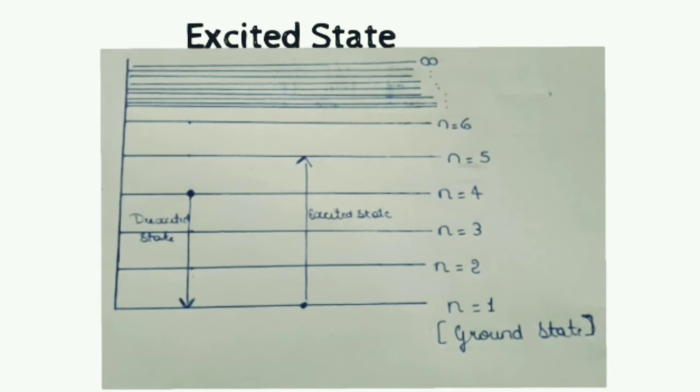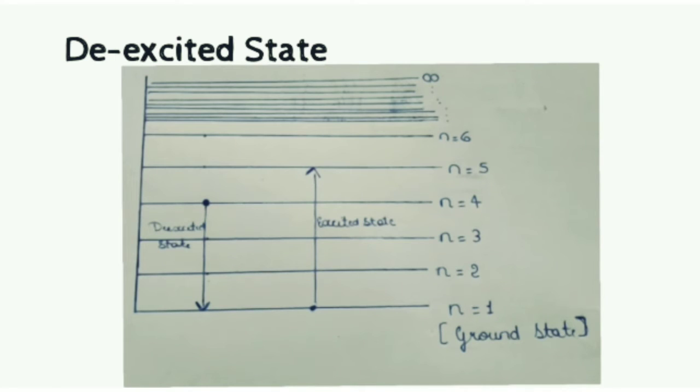Let's learn about the excited state. What is the excited state? When an electron in a lower energy state absorbs energy and moves to a higher energy state, it is called the excited state. For example, as given in the figure, an electron from n equals 1 to n equals 5. Next is the de-excited state. When an electron in a higher energy state comes to a lower energy state, it emits some energy. It is called the de-excited state. An example is an electron from n equals 4 moving to n equals 1.